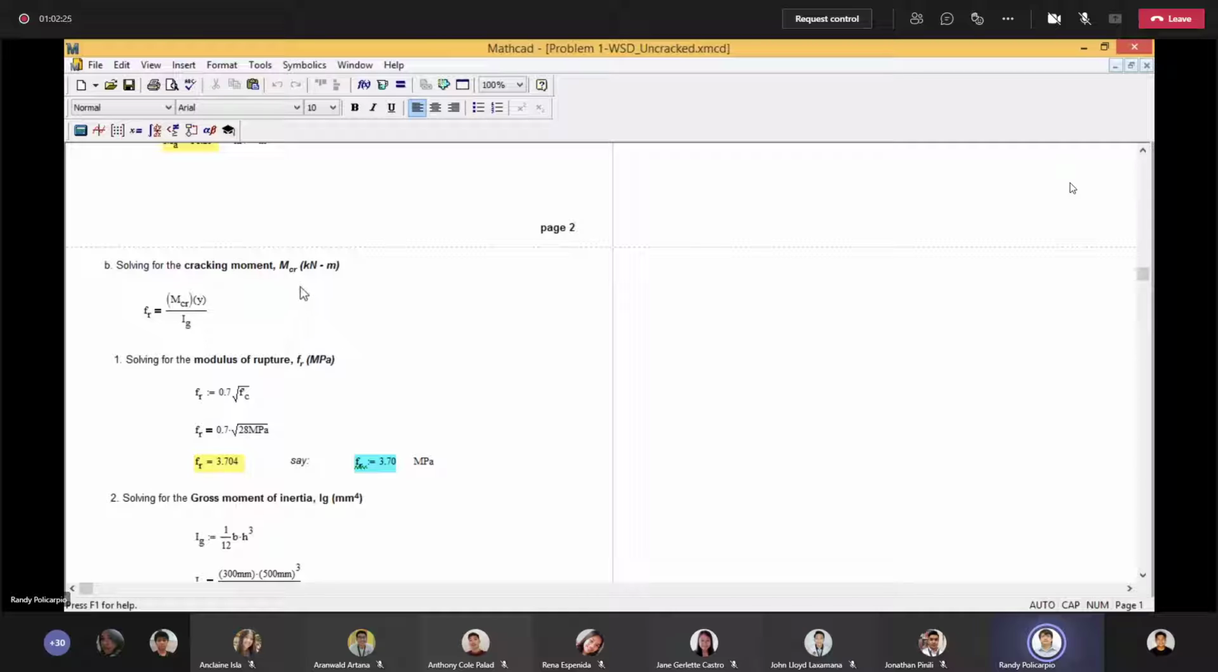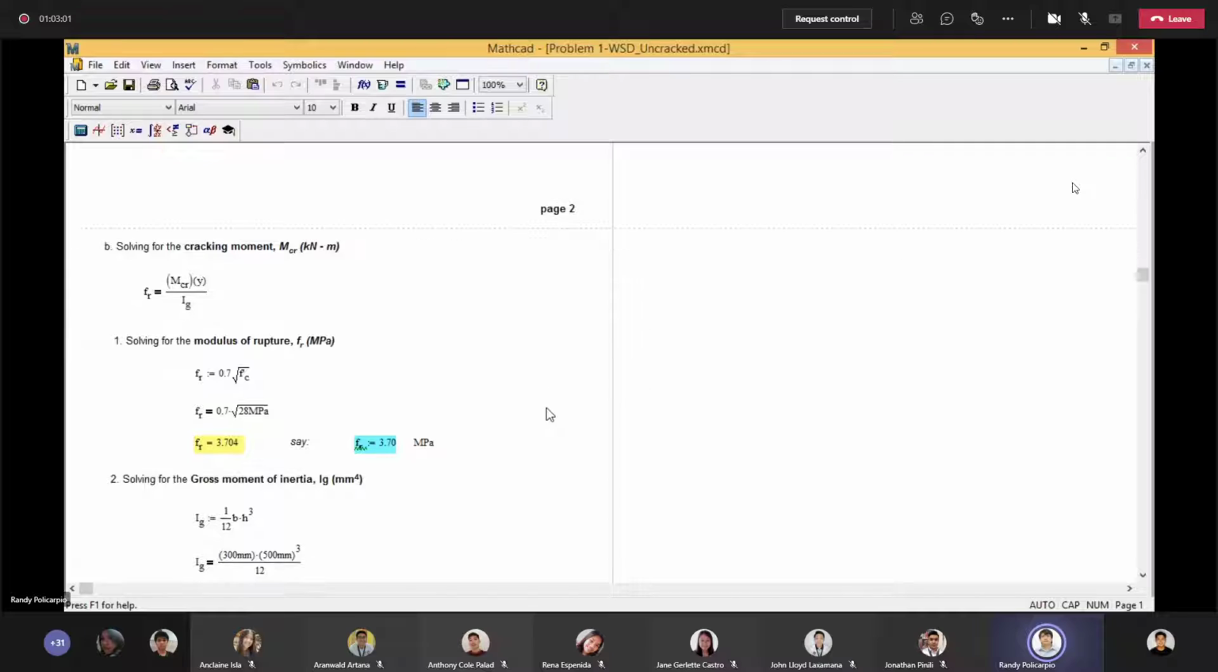But since it is a cracking moment, pag cracking moment ka natin, the stress is equal to the modulus of rupture. Ito yung modulus of rupture natin, FR. Then our Mcr, then y, then Ig. Ig is known as the gross moment of inertia. Then y is the distance of the maximum tension side of your beam up to the neutral axis. Yan ang magiging y natin.